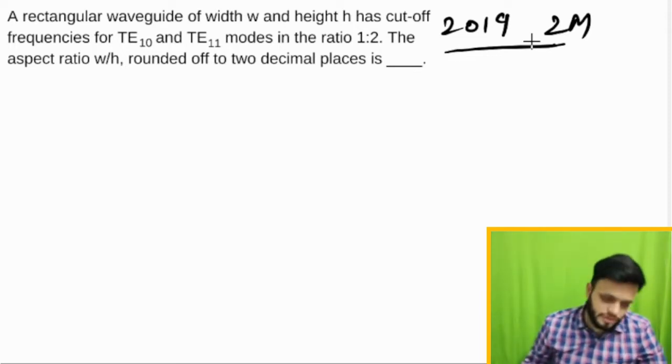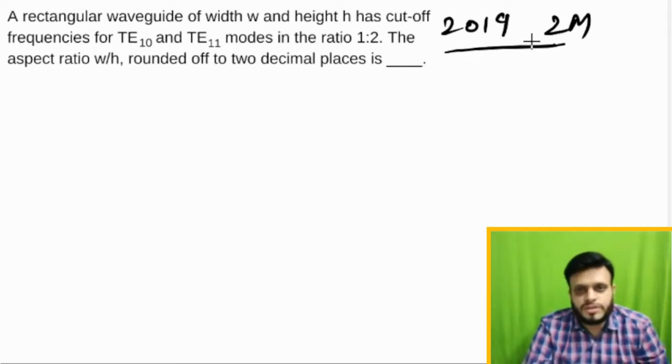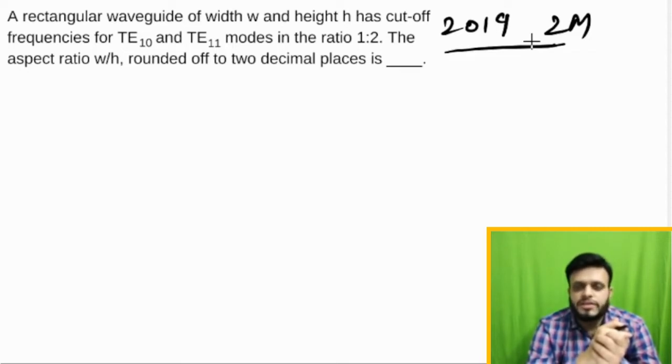So now this is one of them. Let us read the question first. A rectangular waveguide of width W and height h has cutoff frequencies for TE10 and TE11 modes in the ratio 1:2. The aspect ratio W by h, rounded off to 2 decimal places, is. So what the examiner has given us is the width of the waveguide is W, the height of the rectangular waveguide is h, the cutoff frequency ratio is 1:2, and he wants us to calculate the aspect ratio, that is the ratio of width over the height of the waveguide.